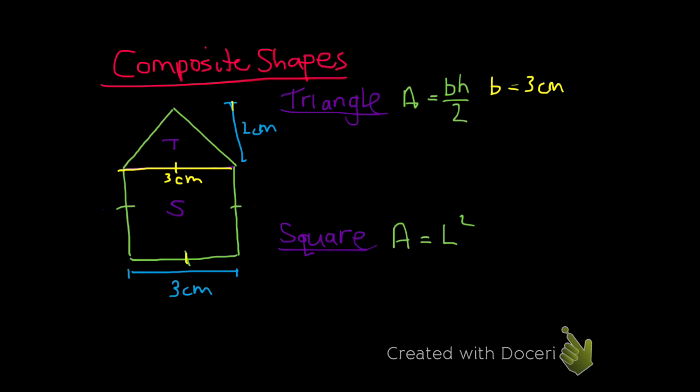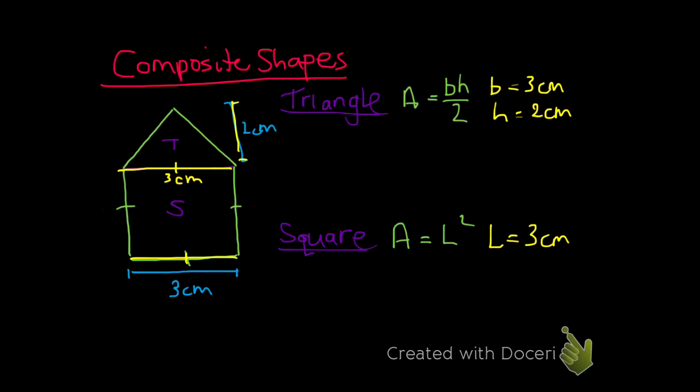My height is given, obviously. This is the height of my triangle. So my height is 2 centimeters. Okay, now I've got all of the information I need to work out my triangle. If I go down to my square, it only needs one variable, and that's its length. And the lengths of my square are all the same, all around my square. So all I need is L equals 3 centimeters, because I know that that's what that length is. So once I've got that information, I can start working things out.